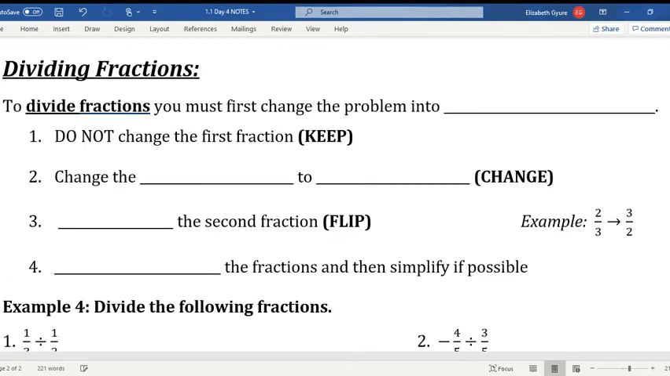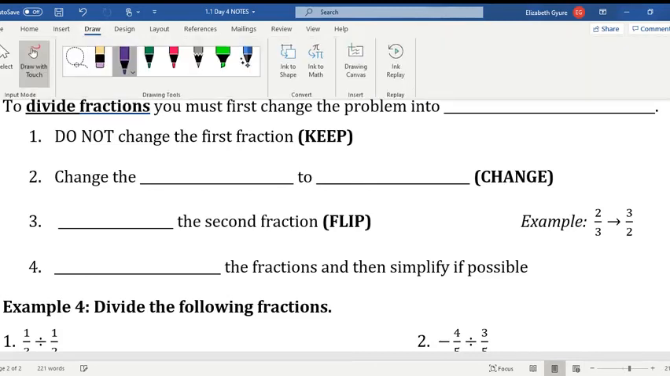Cool. Okay, so dividing fractions. To divide fractions, you must first change the problem into, possibly, yes. If you have mixed numbers, you might have to change it into improper fractions. But here's the thing. Dividing kind of stinks, right? But multiplication's not bad, right? So instead, we change our division into multiplication.